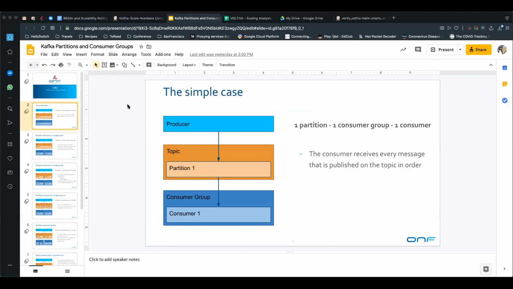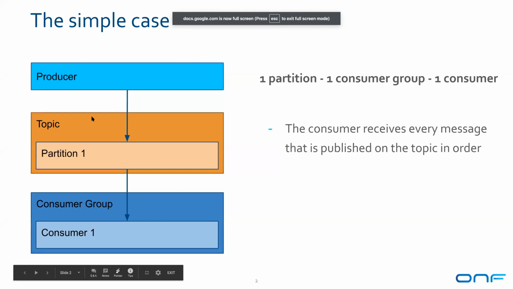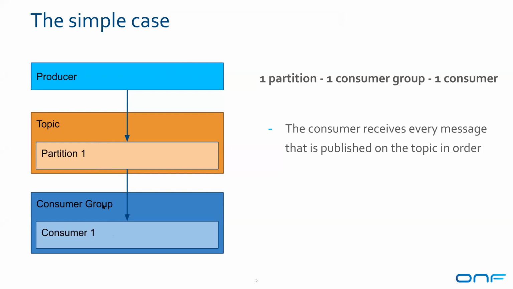So I prepared a few slides just to quickly go through the process. Starting from the very simple case, we have one producer, one topic with one partition, and one consumer group with a single consumer. This is pretty straightforward. Everything that the producer produces goes in the same partition and goes to the only consumer available.